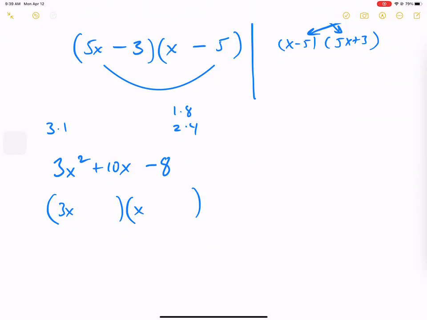3 times 1. If I try it, 3 times 1 is 3. 1 times 8 is 8. They do not subtract out to become 10, because there's a minus sign. If I flip it, 24 and 1. Nope, that's way too big. 3 times 2 is 6. 1 times 4 is 4. Nope. 3 times 4 is 12. And 1 times 2 is 2. So you're doing this all in your head, trying to figure out which of these combinations would subtract out to become 10. And if you're not, write them down. See, I wrote them down.